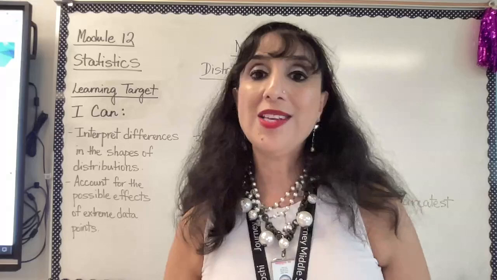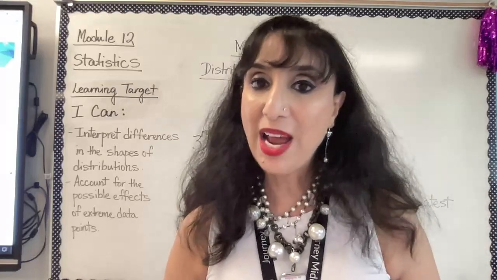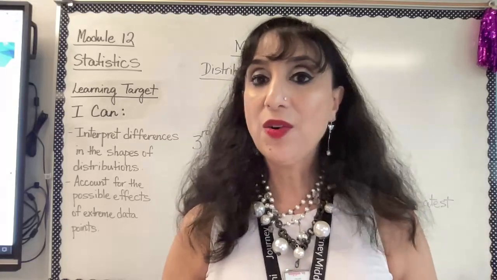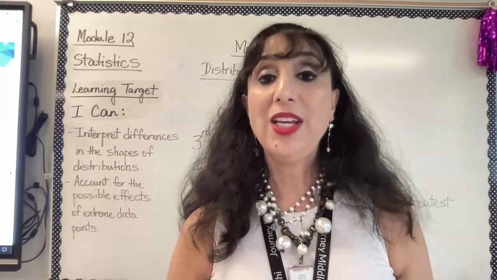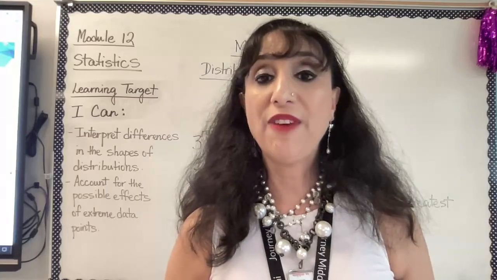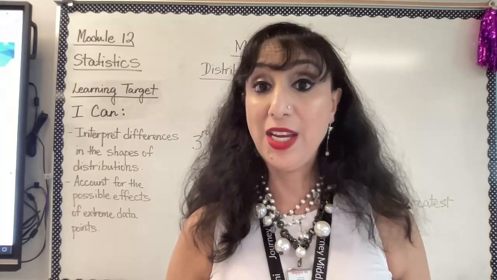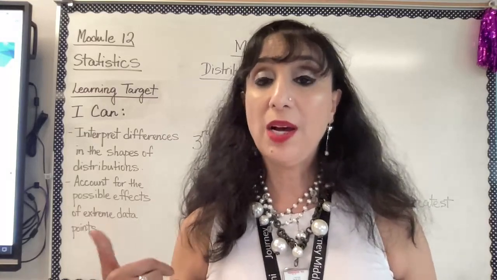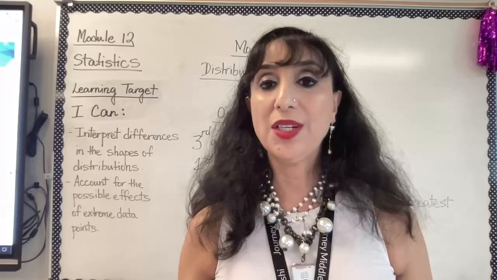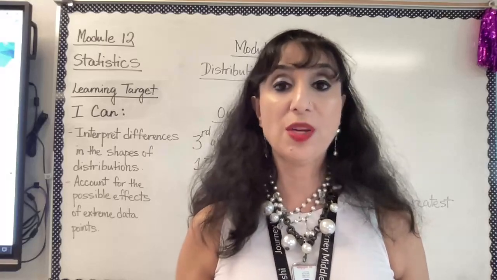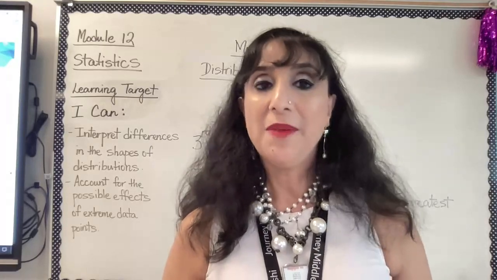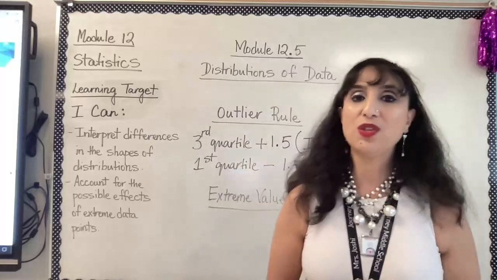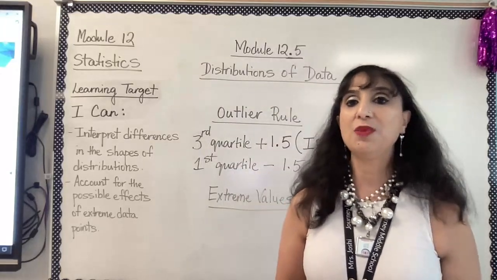And also, of course, please remember the outlier rule. The outlier rule is you take the interquartile range and multiply it by 1.5. For the upper end, you add it to the third quartile, and for the lower end, you subtract it from the first quartile to know if you have an outlier or not. And that's about what module 12.5 is about, distributions of data.